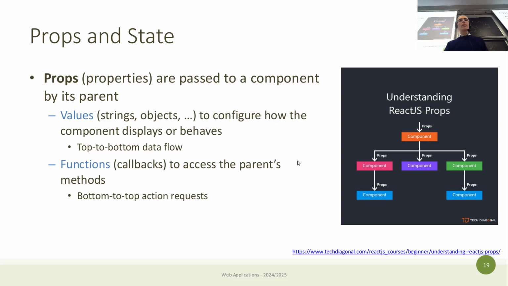Properties are passed to a component by its parents. So there's a hierarchy, as I was saying before, of components. We will start with the first component that will typically be called app. The app component is the root component. It will decide to pass some properties to each of the children components and so on until we reach the leaves of the tree.